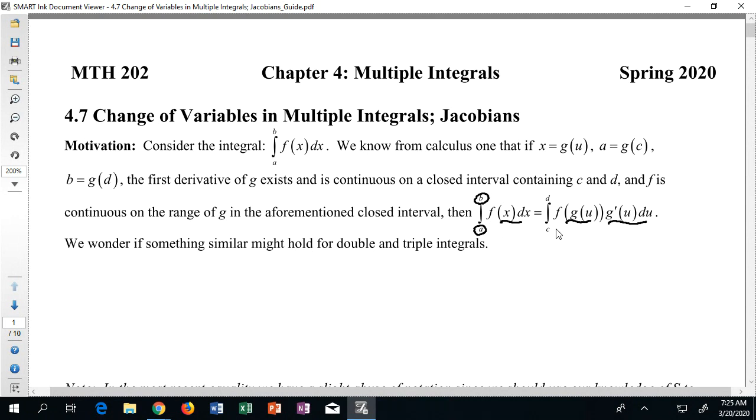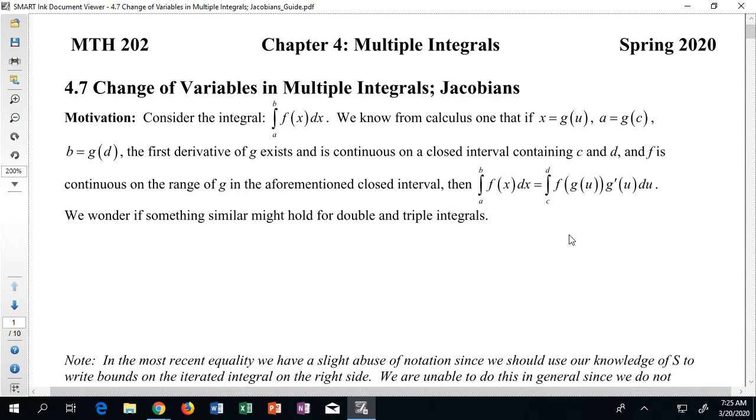So what we want to try to do is to understand if this is something that might hold for double and triple integrals. Could I do some sort of a U substitution, not just on one of the integrals in that double or triple integral, but on the entire double integral or the entire triple integral? Well, what's kind of cool is that actually in section 4.3, we already did something like this, and you can kind of see how it works.